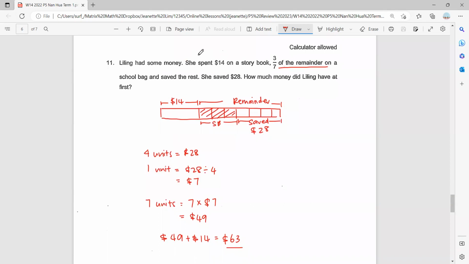Okay, with that, that's the end of Nan Hua Term 1 solutions for weighted assessment 1.